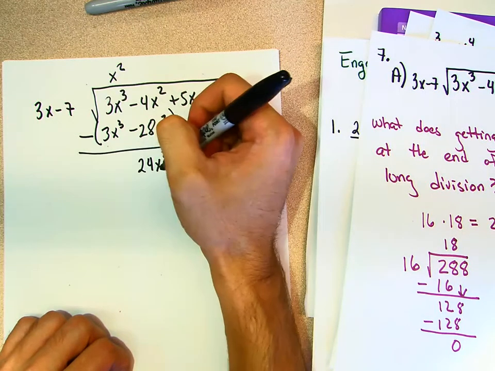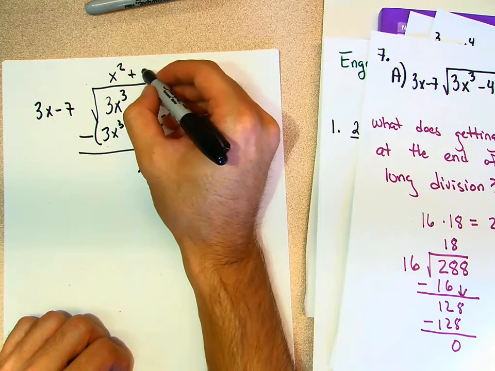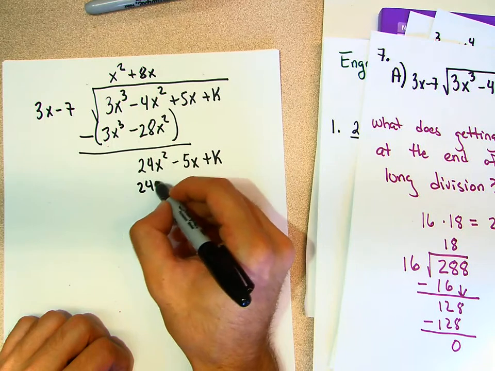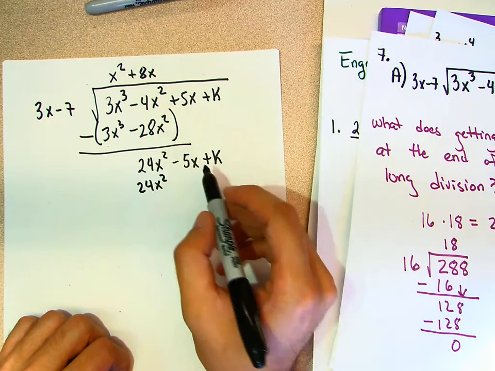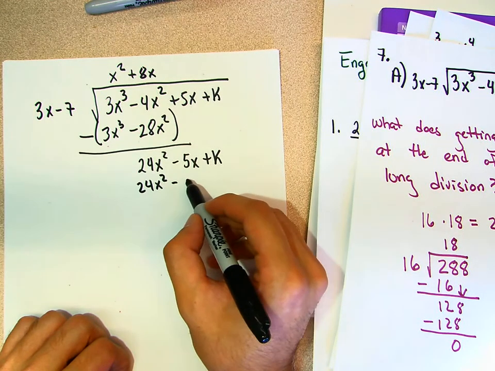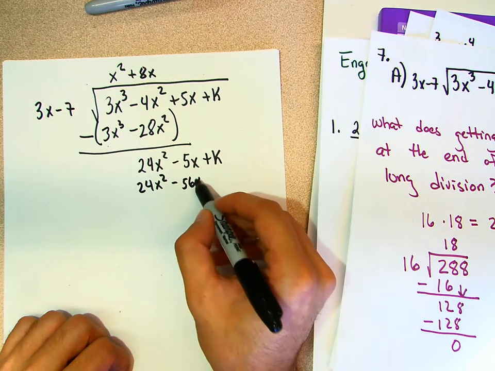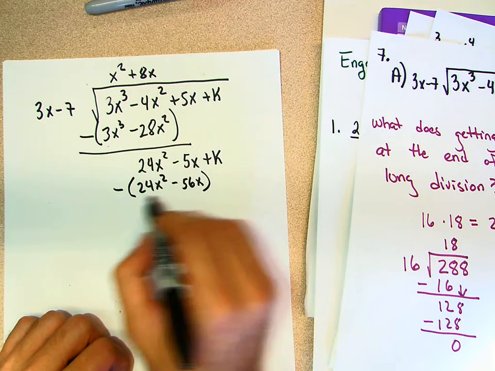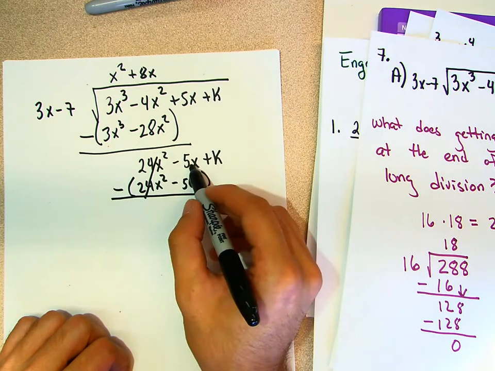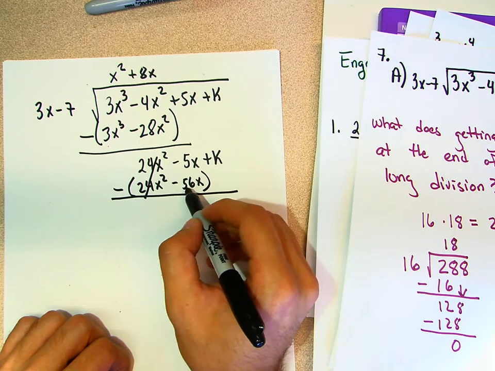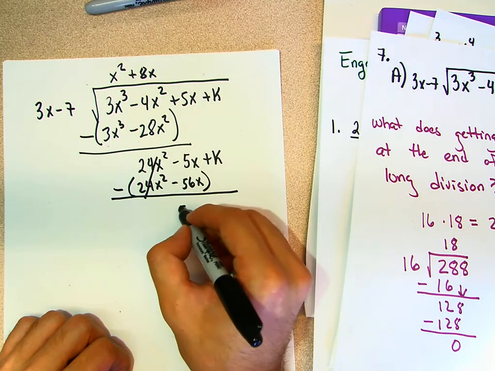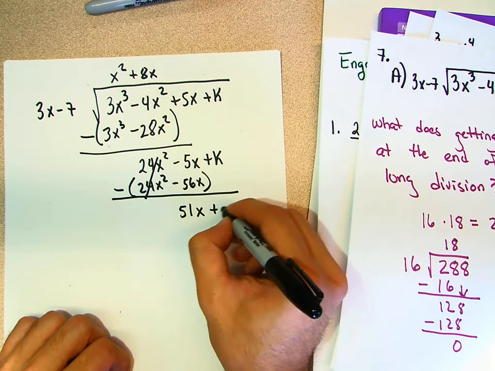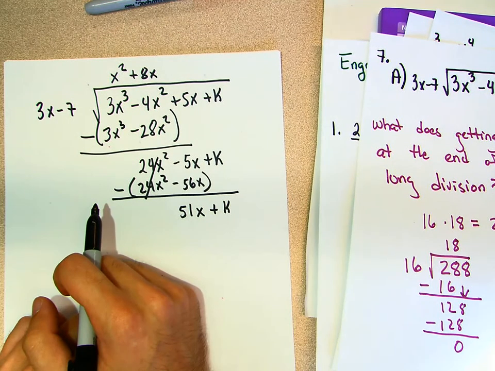Then what? How many times does 3x go into this? It goes in x times. X times 3x is 3x squared. X times minus 7 is minus 7x, right? Then parentheses, parentheses, subtract. Now here, this is 0. 5 minus negative 7 becomes plus. So I have 12x plus k. Okay.